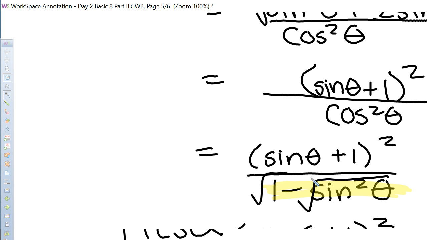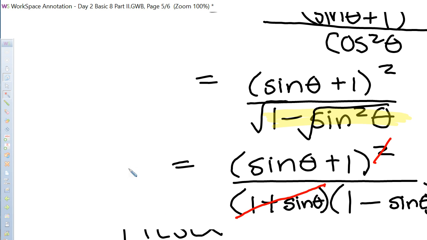Now do we have something that would cancel? Yes. Sine of theta plus 1, 1 plus sine of theta, those binomials are the same. So 1 in the denominator will cancel with only 1 in the numerator. So slash out the 2, it's going to drop it down to only one of them. So that leaves me with sine of theta plus 1 over 1 minus sine of theta. Is that what we have on the right side? Does it match exactly?